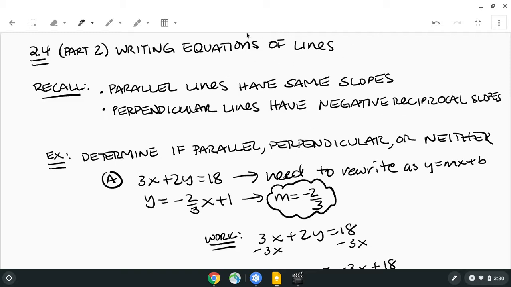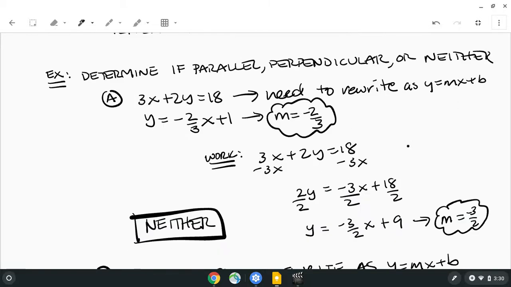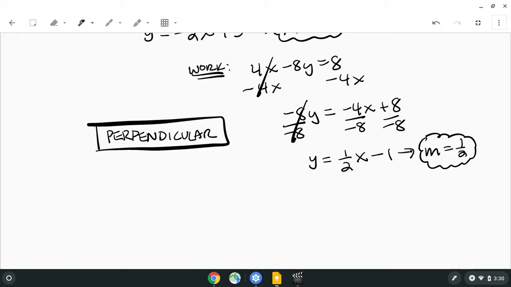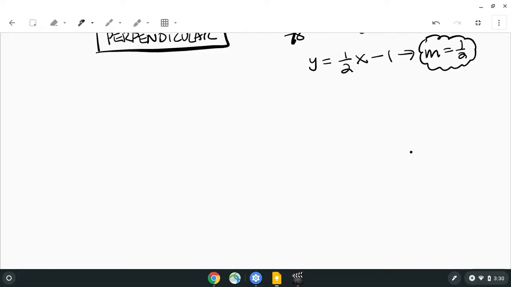Okay, this section deals with writing equations of lines. So let's go ahead and look at some examples where we have to write equations of lines that are parallel and or perpendicular.